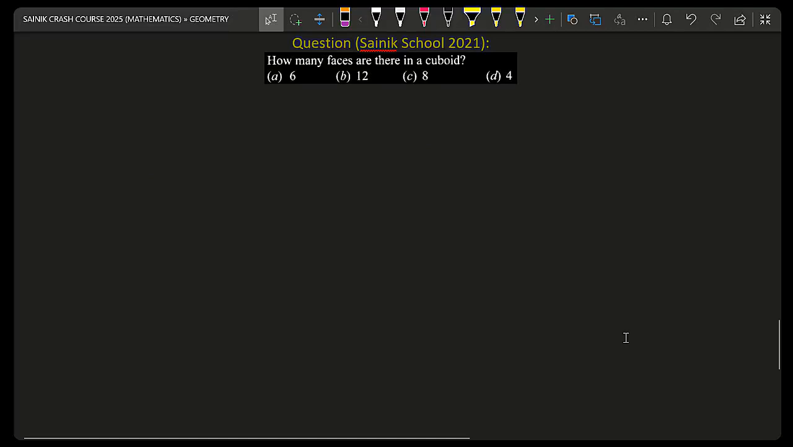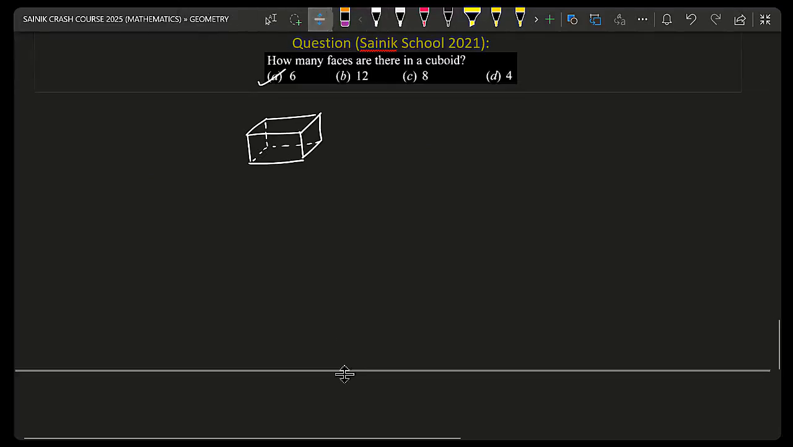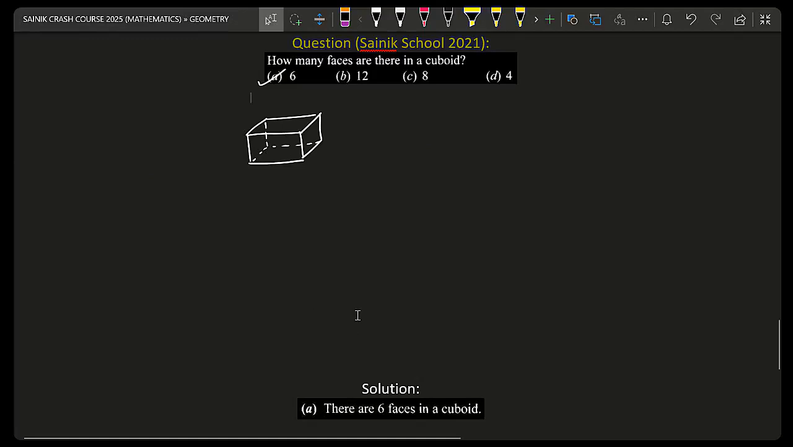Read the question. How many faces are there in a cuboid? Yes, sir. There are 6 faces. So for those who don't know what a cuboid is, I'm drawing once again. So cuboid looks like this. Now you can count all the faces. Most of the rooms in the building are in cuboidal shape only. You can count each side wall as a face. The floor is a face and the ceiling is also a face. So total number of faces is going to be equal to 6. Correct answer. Sriyansh, you can mute. So there are 6 faces in a cuboid.